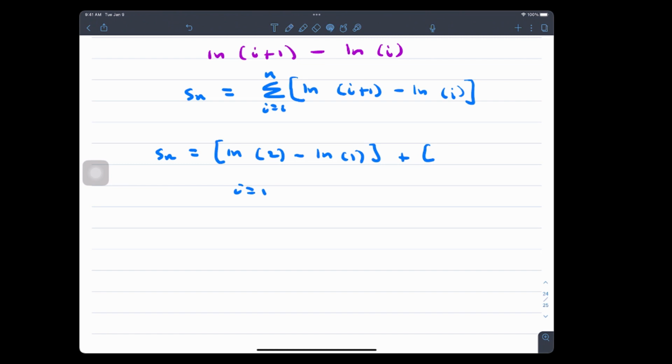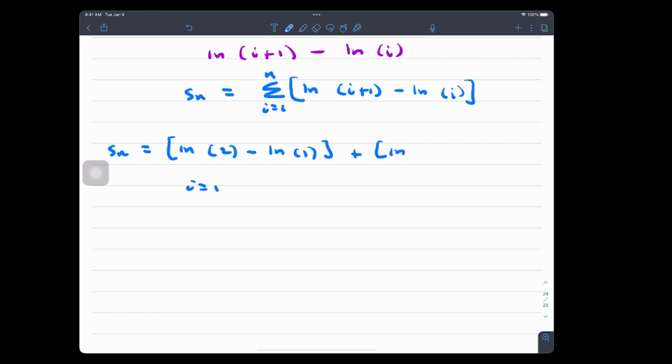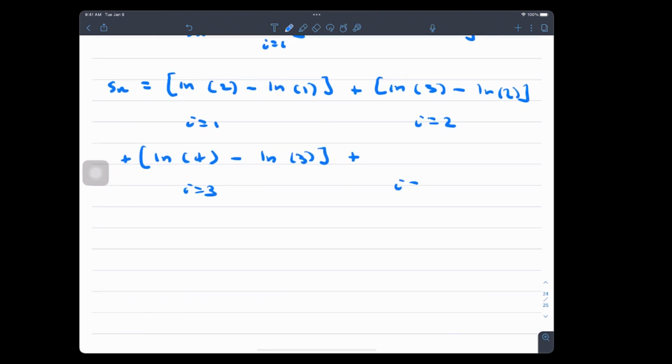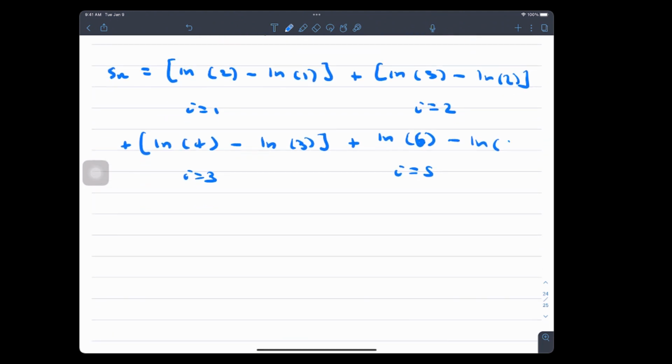Plus, well, what's the next term? i is 2. Natural log of what? 3 minus natural log of 2. This happens when i is 2. What comes next? i is 3. Isn't that natural log of 4 minus natural log of 3? Is that true? Now let's look at the next term. i is what? 5. We get natural log of 6 minus natural log of 5. So far, so good.